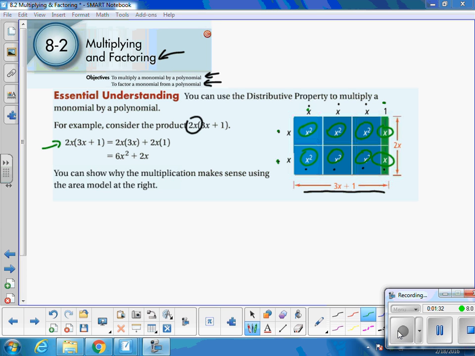If I just want to look at just the straight numbers of it, the algebra piece of it, I'm taking the 2x times the 3x, and I'm taking the 2x times the 1. As we can see here, distributed out, I get 6x squared plus 2x. And that's what happens in my area model. I have 6 x squareds, and I have these 2 x's, and I'm bringing them together to get my entire area model.